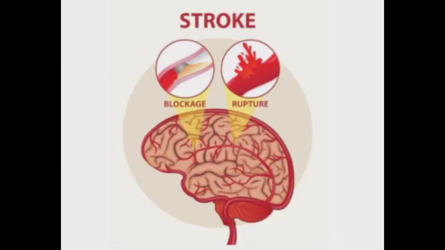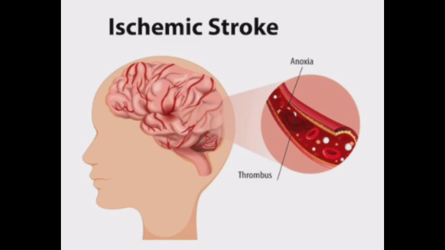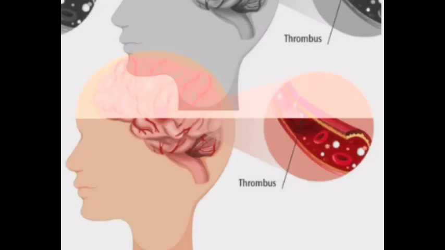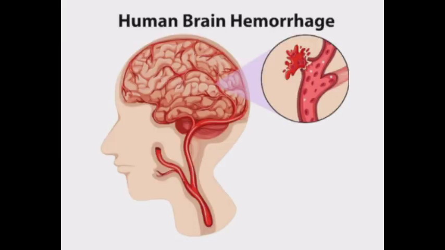Stroke is interruption or reduction of blood supply to an area of the brain that results in brain death. There are two types of stroke, ischemic stroke and hemorrhagic stroke. In ischemic stroke, the artery that is supplying the brain is blocked, which results in the death of the brain tissue. In case of hemorrhagic stroke, the artery that supplies the brain is ruptured and the blood supply to the area ahead of that artery is blocked.